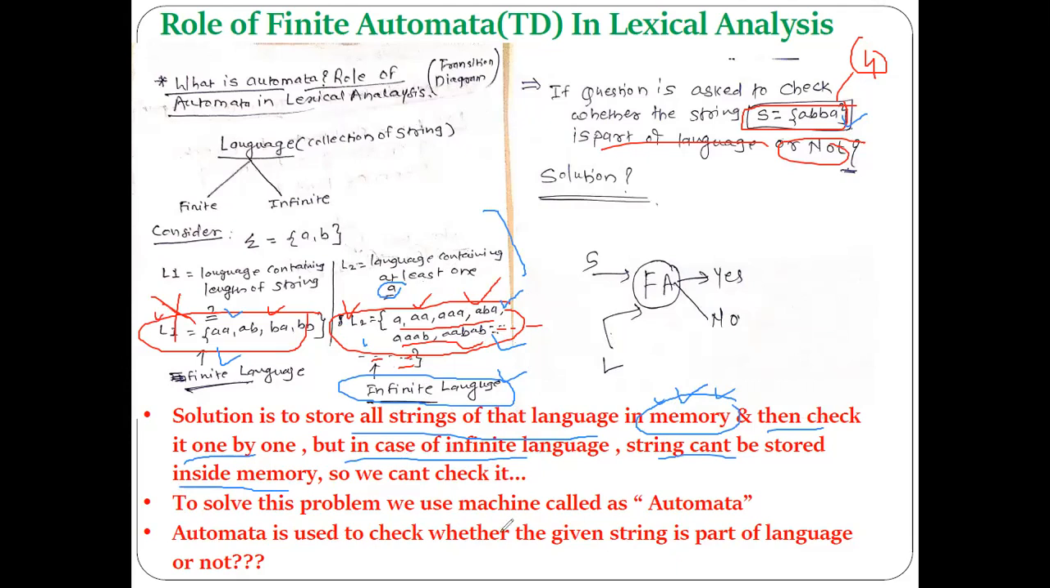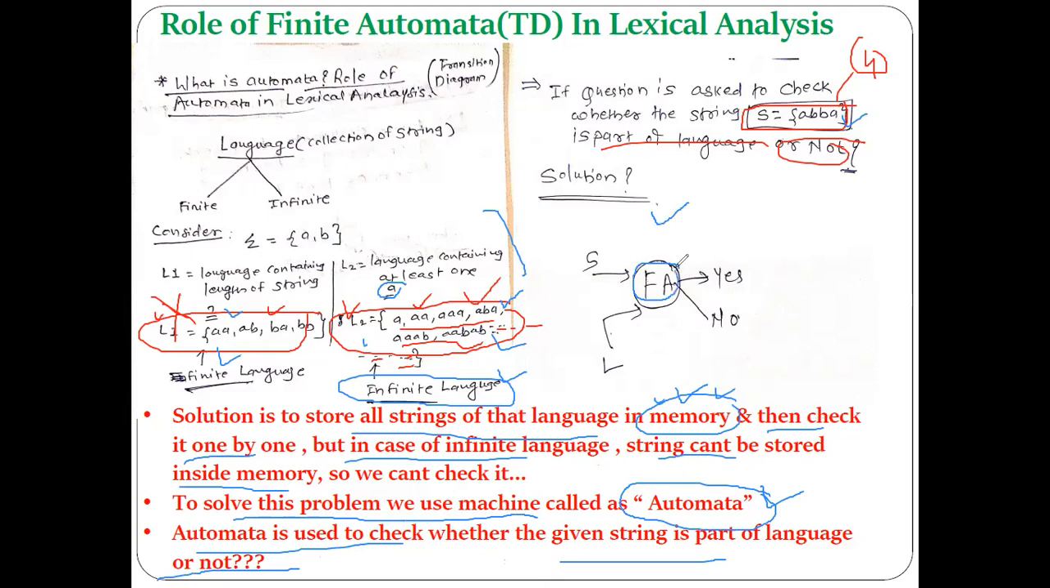Now, to solve this problem, one particular model is mentioned in computer science, and that model is called the automata. Automata is used to check whether the given string is a part of a language or not. Here, as a simplified form of automata, I have written finite automata.